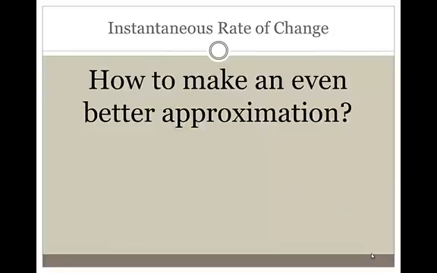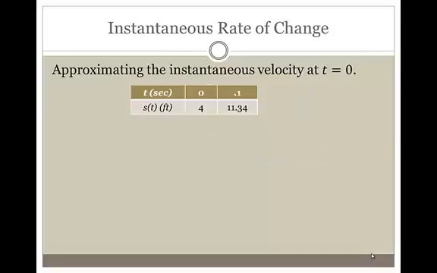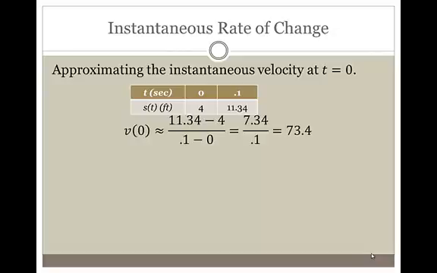So how do we make an even better approximation? Pick an even closer point. Now let's say that we know our height at 0.1 second is 11.34. Approximating v of 0, we get that our change in position is 11.34 minus 4, which is 7.34, over our change in time, which here is only 0.1. Computing this, we get that the velocity at 0 is roughly 73.4.